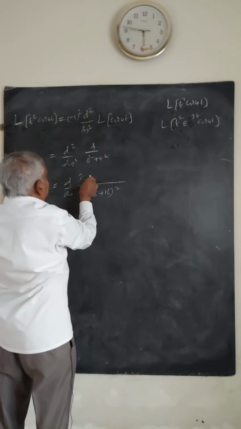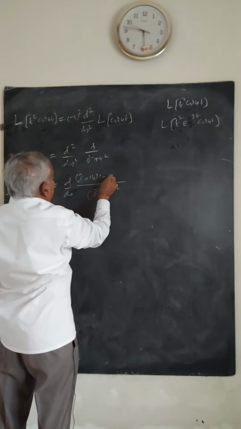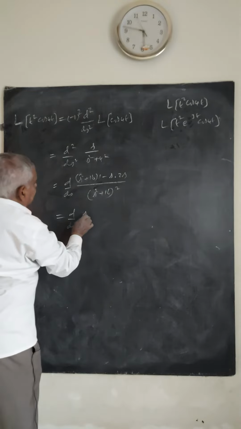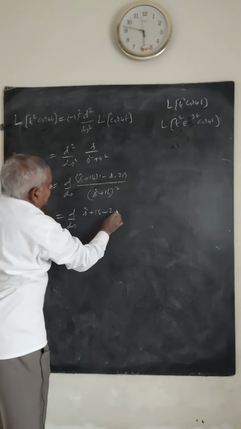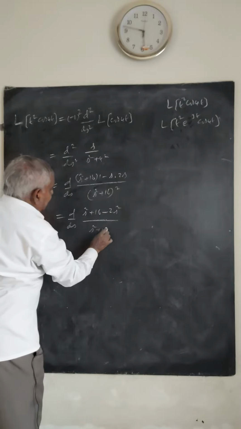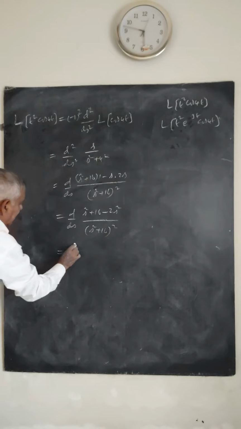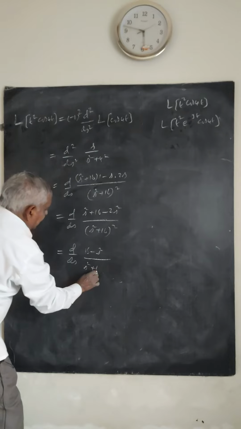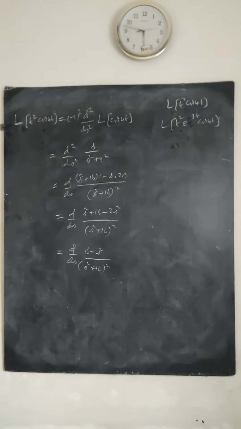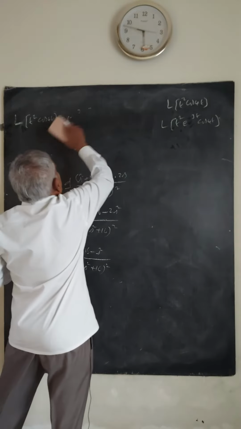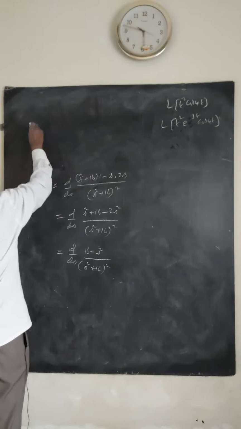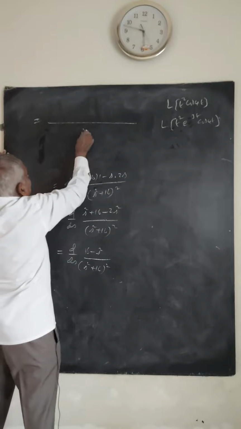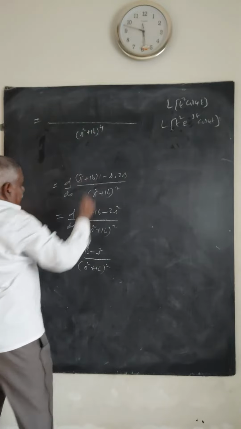Division rule we are using: 16 into 1 minus s into 2s. D by ds of s square plus 16 minus 2s square over s square plus 16 whole square, which is d by ds of 16 minus s square over s square plus 16 whole square. Again, differentiating, let us come from the above. Again, differentiating, s square plus 16 whole power 4.